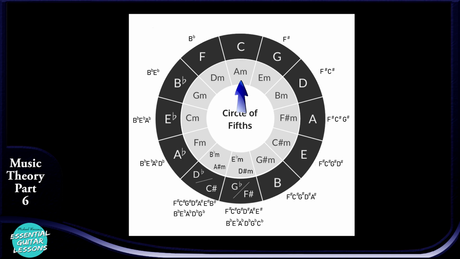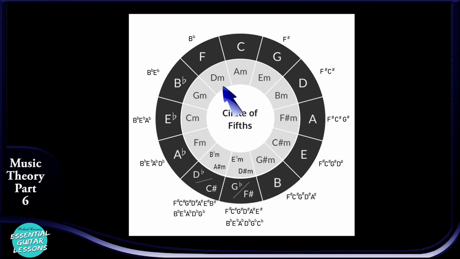So we have C and A minor, G and E minor. So E minor has an F sharp as well, its relative minor. D and B minor with its key signature F sharp and C sharp. We have A and F sharp minor. We have E and C sharp minor. We have B and G sharp minor. We have F sharp major and D sharp minor. And we have C sharp major and A sharp minor.